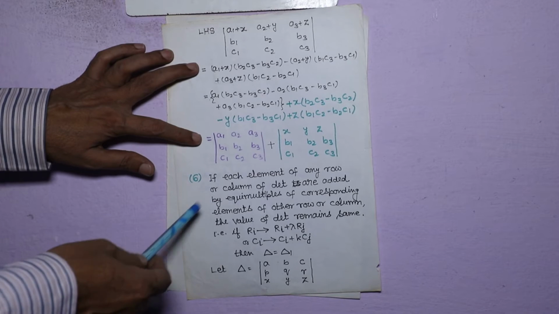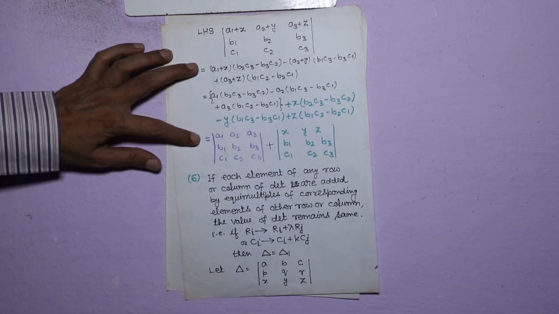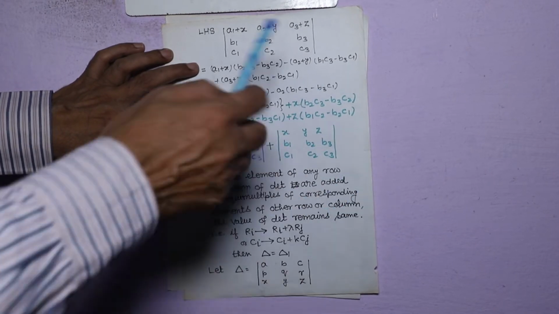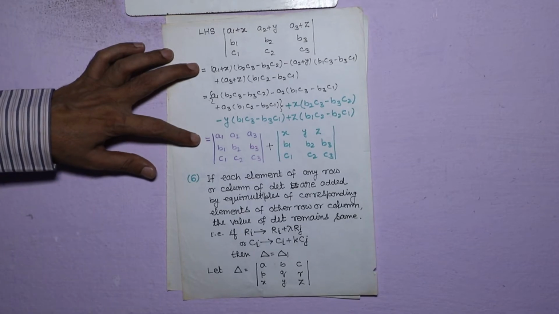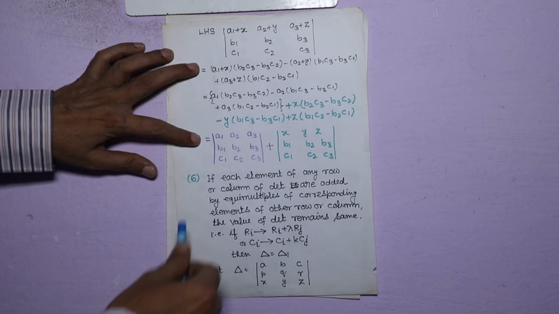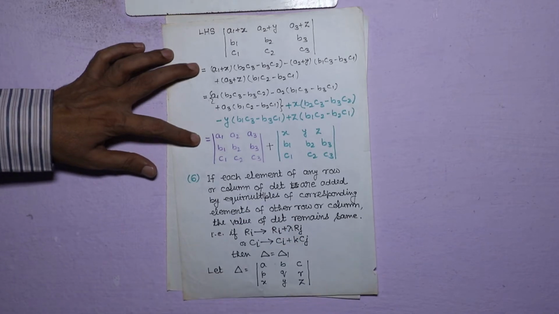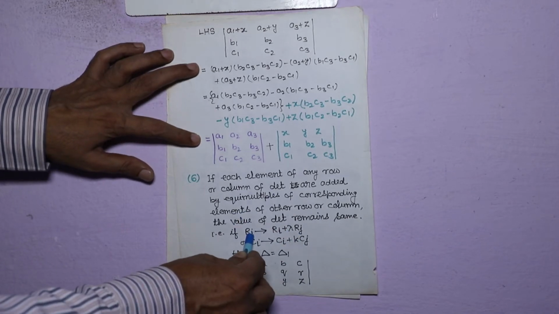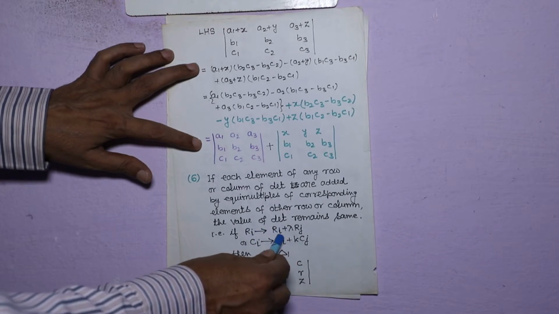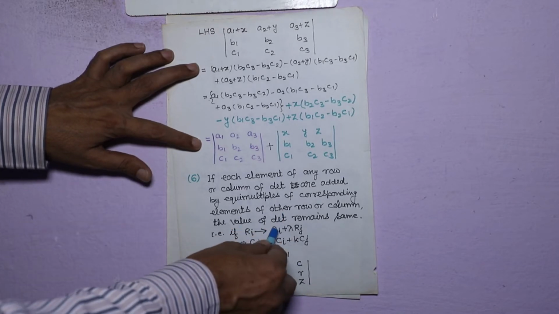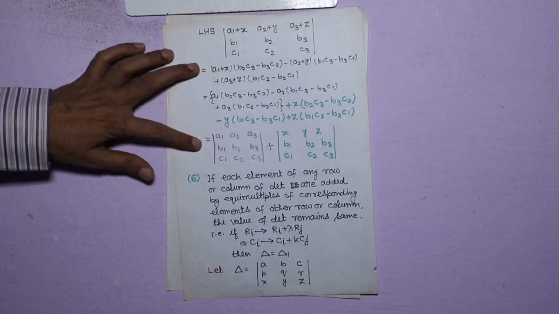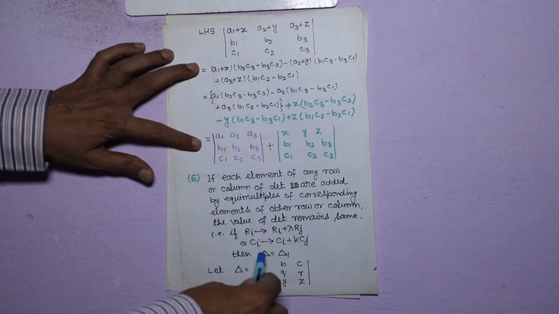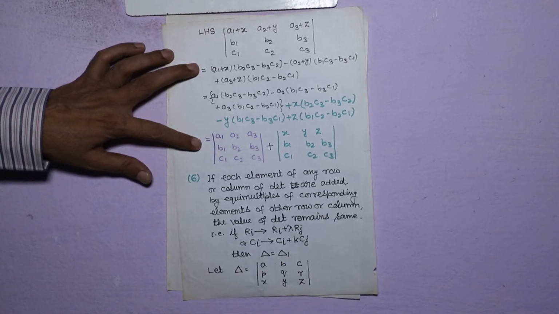The next: if each element of any row or column of a determinant is added by equimultiples, that means multiplying a number into each element of a row or column and adding it to another row or column, the value of the determinant remains the same. That means if any row Ri is expressed as Ri plus lambda times Rj, similarly Ci is represented as Ci plus k times Cj, then in both cases the determinant remains the same.